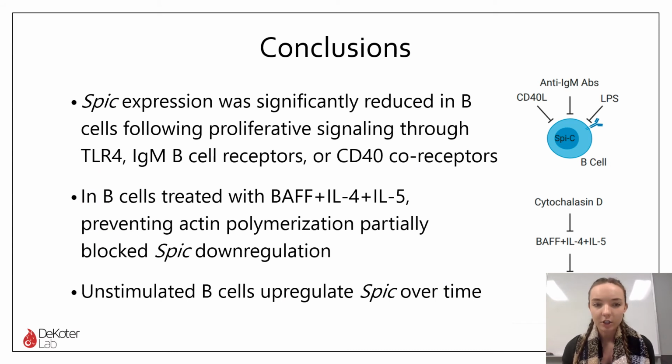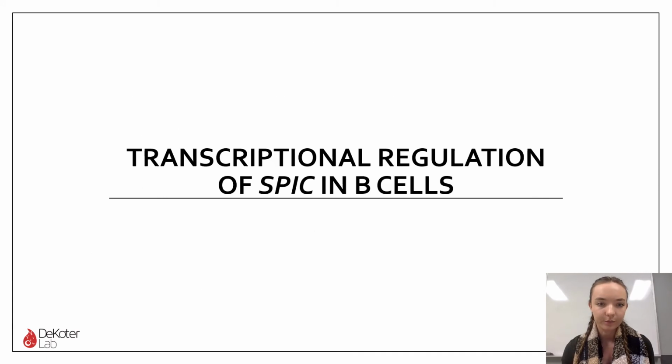From this part of the project, we can conclude that Spi-C expression was significantly reduced in B cells following proliferative signaling through either of these 3 pathways here, that in B cells treated with BAFF, IL-4, and IL-5, preventing actin polymerization was able to partially block Spi-C downregulation, and that unstimulated B cells upregulate Spi-C over time.